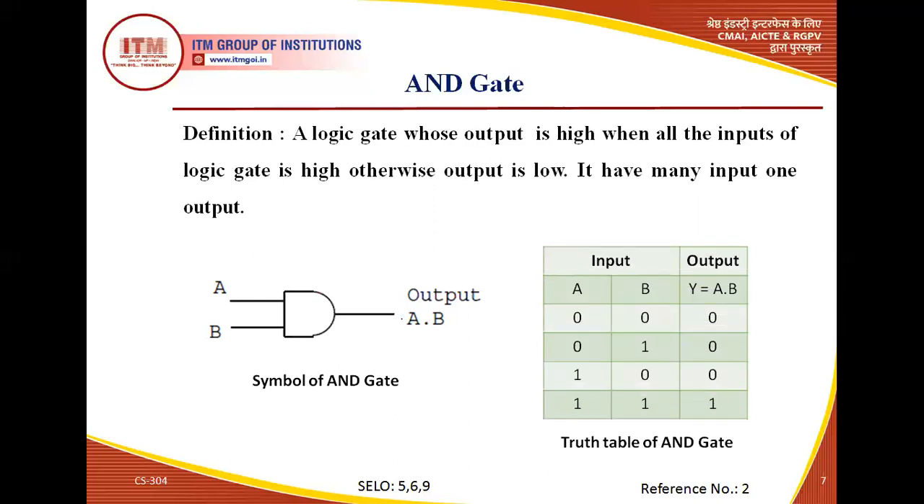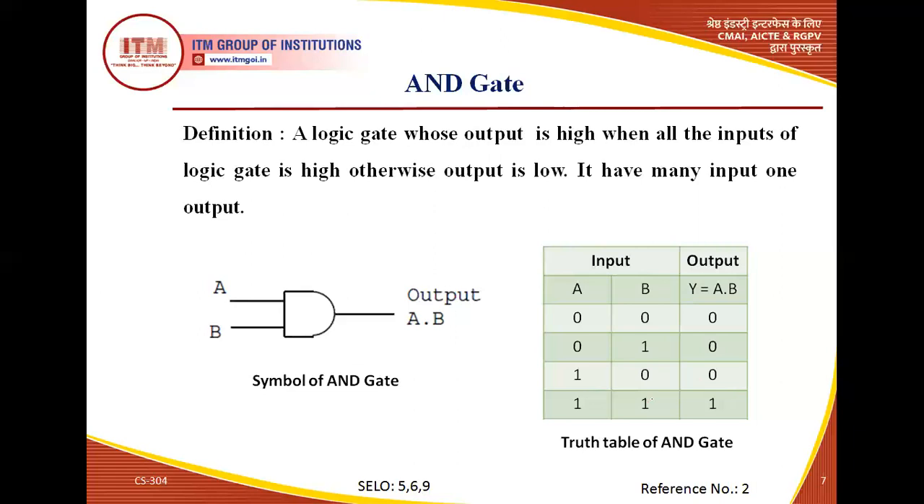Now if we see the truth table of the AND gate, for a two input AND gate, there are 4 combinations of the two inputs. These combinations are 0 0, 0 1, 1 0 and 1 1. If we give the input 0 0, then we get the output 0. Similarly, if we give the input 0 1, then we find the output 0. Similarly, for 1 0, we get the output 0. And in the case of 1 1, we get the output 1.